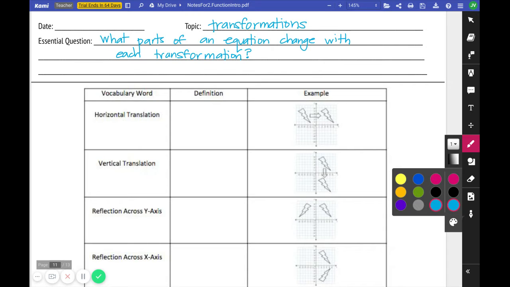Okay. So we've got a couple different transformations that we're going to be looking at. We're going to kind of group them together. The first is a translation, which means our graph is sliding. Horizontally is left or right. Vertical is up or down. Now, this column that says definition, I'm going to ask you to think a little bit about how this works in terms of what's happening to the equation.